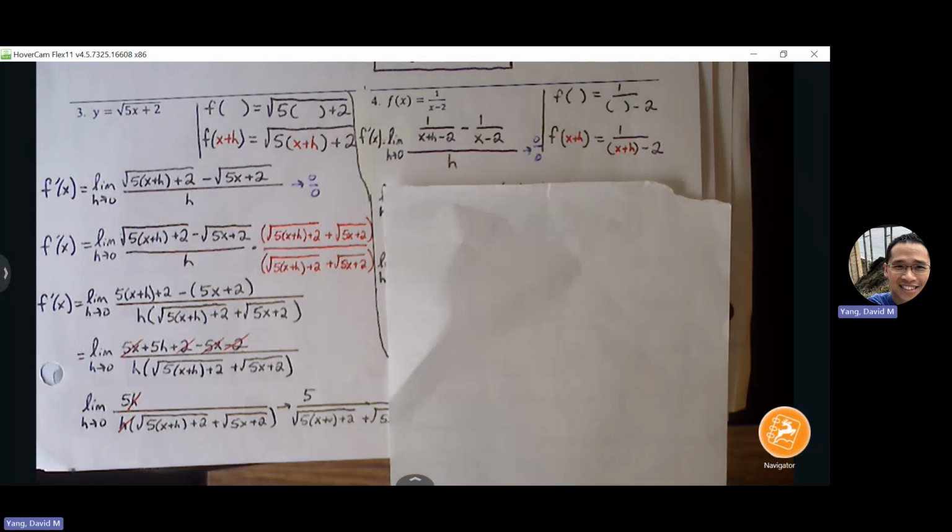So for 4, we have to see the need for common denominators, but first let's make sure that our x plus h is put in the right place. It's going to replace the x in the denominator, so that x plus h is going to be completely in the denominator.